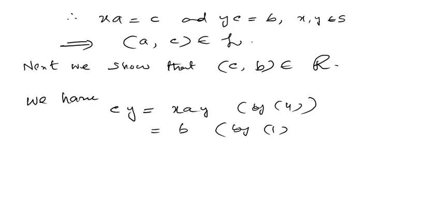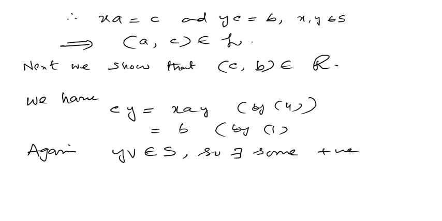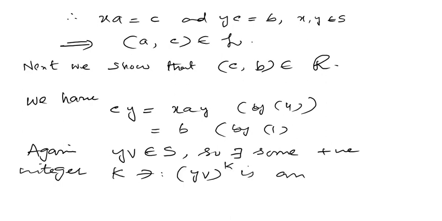Now we need some element with b, b times z is equal to c. That z, we have to define that z. Which element will it be? Again, since this yv belongs to S, and S is a periodic semigroup, there exists some positive integer, let's write that as k, such that this yv power k is an idempotent.